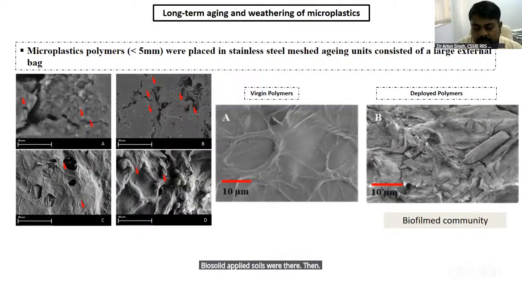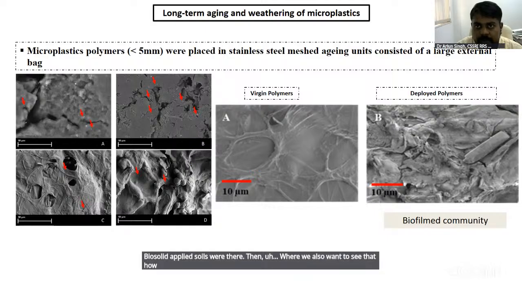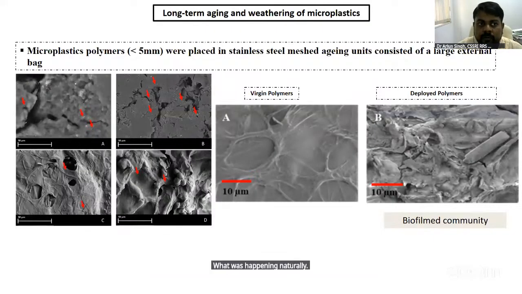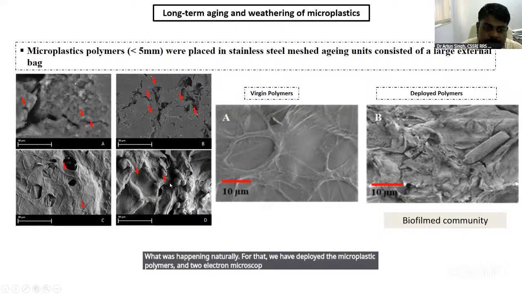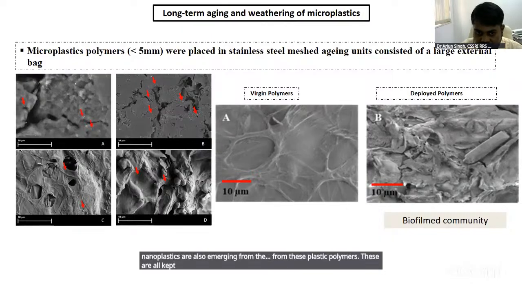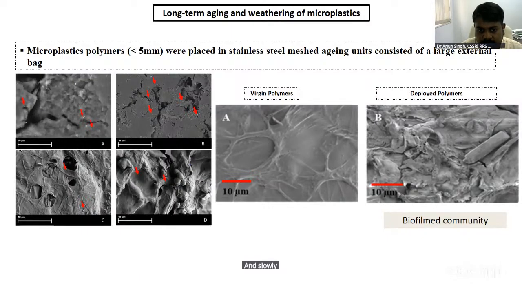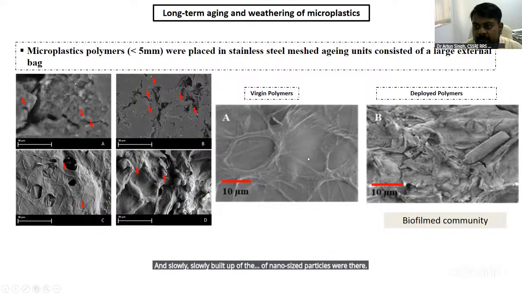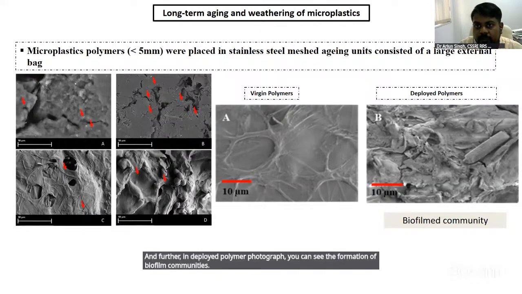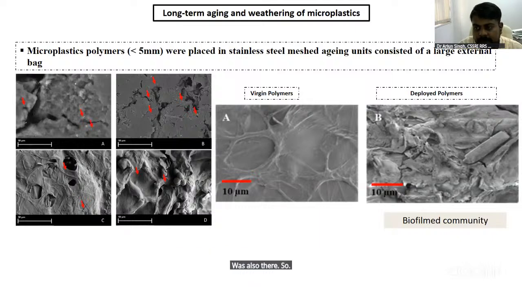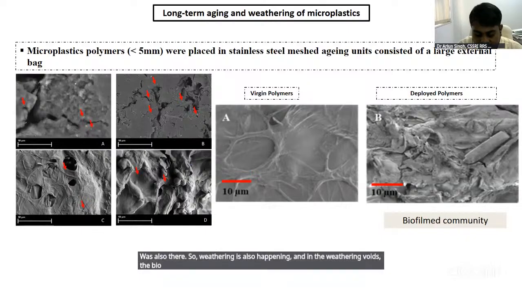Then we also wanted to see how the mechanism of weathering and aging of microplastics was happening naturally. For that, we deployed the microplastic polymers, and through the electron microscope, you can see that small nanoplastics are also emerging from these plastic polymers. These were kept under natural conditions and slowly nano-sized particles built up. And further, in the polymer photograph, you can see the formation of biofilm communities as well. So weathering is happening, and in the weathering voids, biofilm-forming microbial communities are also trying to build up.